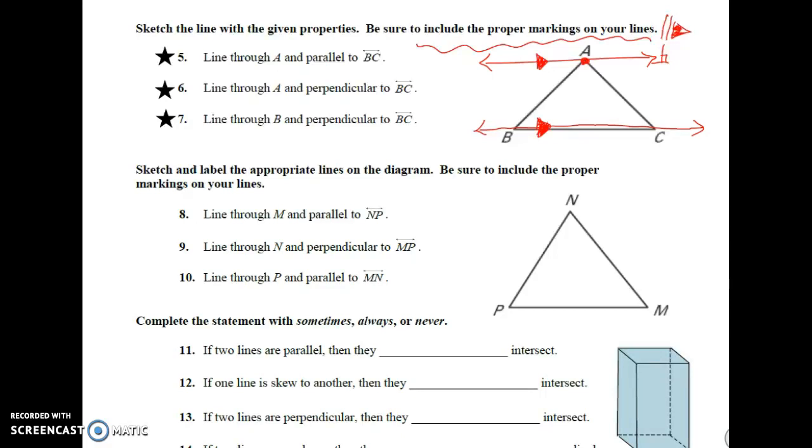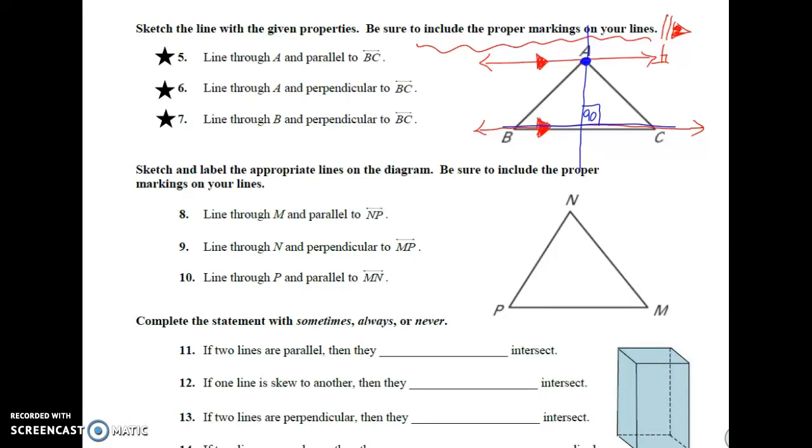Question 6 says a line that has to go through A, so again we're at the top A, and perpendicular to BC. So now we have to be 90 degrees to the bottom. That would go straight down, and to show someone that it's perpendicular, you have to put that little box in the corner, and that's what shows you that you have 90 degrees.